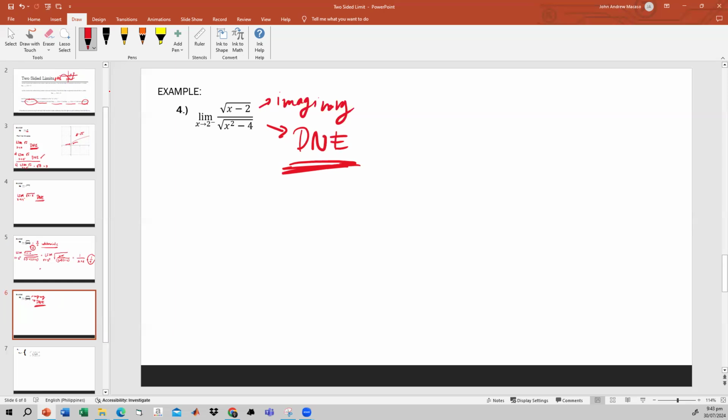Because the numerator will lead to imaginary, though the denominator might not. This might lead to imaginary as well, because if you substitute -1, that's -1 squared, that's 1 minus 4, so this will become imaginary as well. So you have an imaginary over an imaginary number, so this will become DNE. So I hope you understand it.